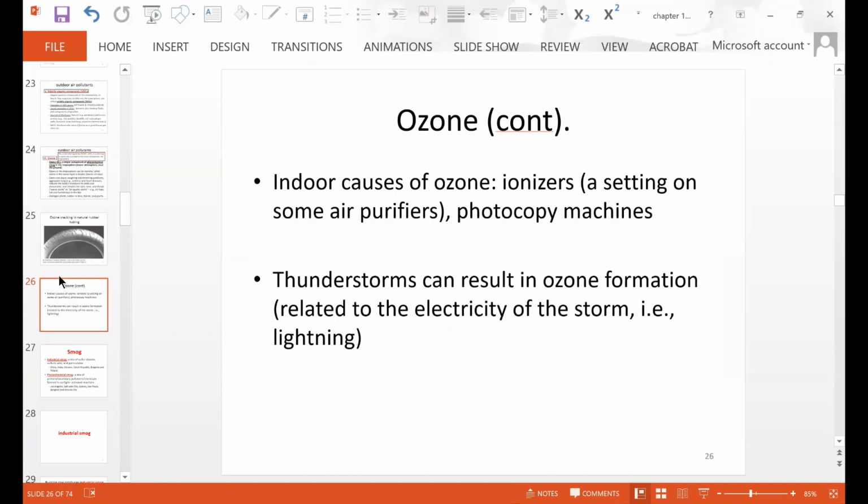Also, thunderstorms can result in the formation of ozone. It's related to the electricity of the storm. And sometimes people say that a thunderstorm has a particular smell, and that smell sometimes is actually the ozone related to the thunderstorm.